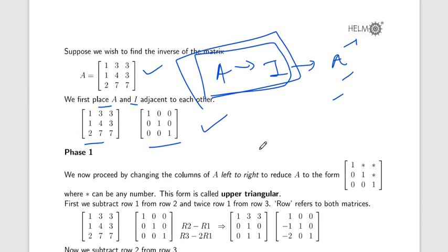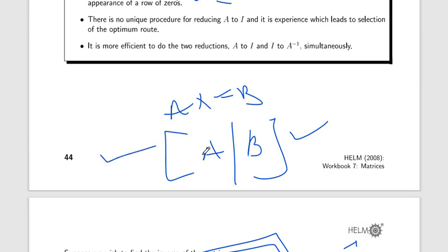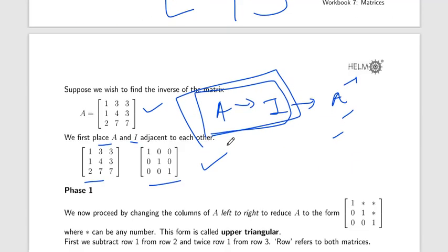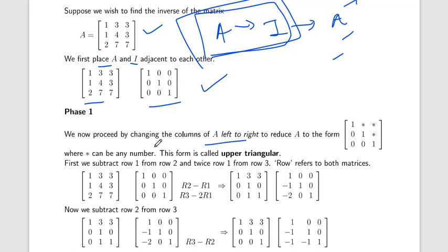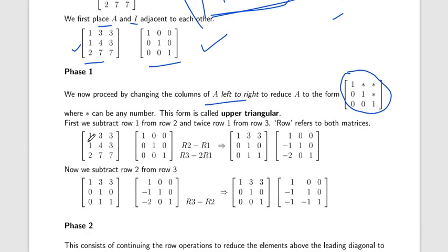So what will I do now? This is the augmented matrix. Then what is the first step in Gaussian elimination? We transform this into an upper triangular matrix with the help of row operations. Okay, so now let's start with the upper triangular matrix. We already know how to change to an upper triangular matrix.